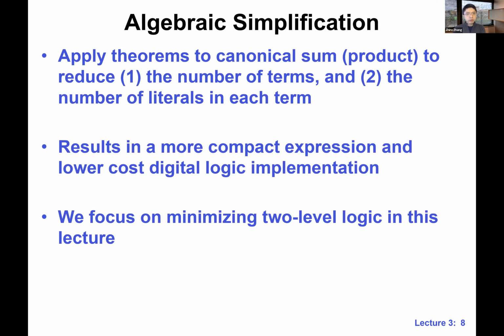We already briefly mentioned this. Once we get this canonical sum or product, in many cases we do want to minimize it. We do want to simplify it. And we have already learned some tools from last lecture. We have learned these Boolean algebra theorems, quite a few theorems. But in this specific lecture, for two-level logic, once we get the canonical form, we'll mostly just use two theorems. You will see, only two theorems will be useful, and they're good enough to minimize the two-level logic.